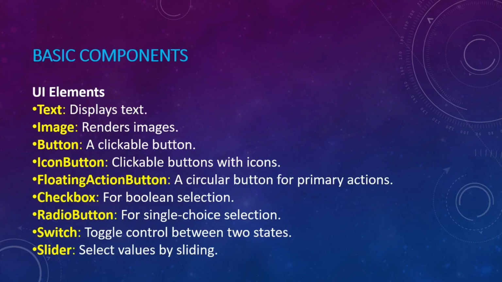And next are some basic components. So those are UI elements. First is Text. This is used for displaying text. Image is for displaying and rendering images. Button handles a clickable event, like a button. And next is IconButton, a clickable button with icons. FloatingActionButton, a circular button for the primary action.